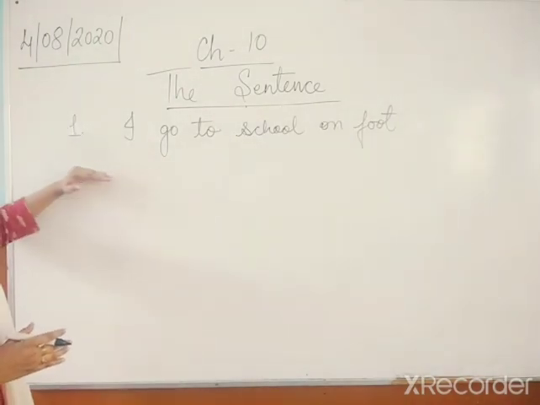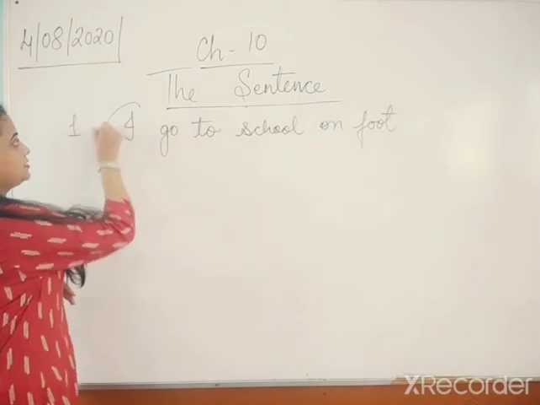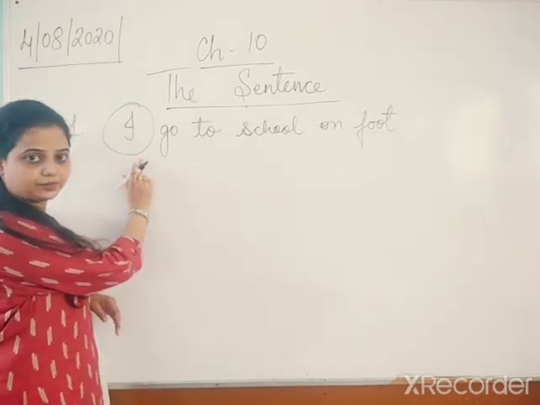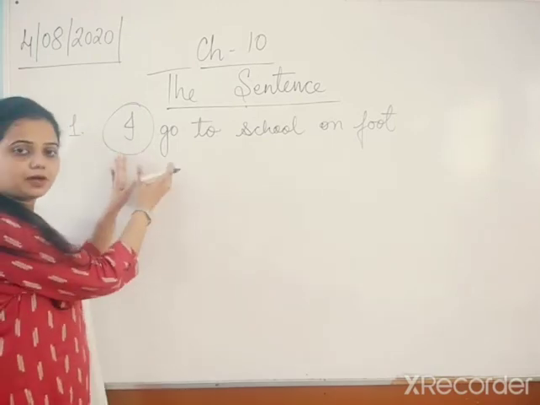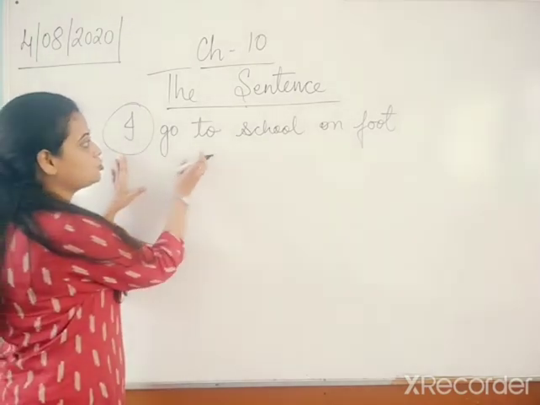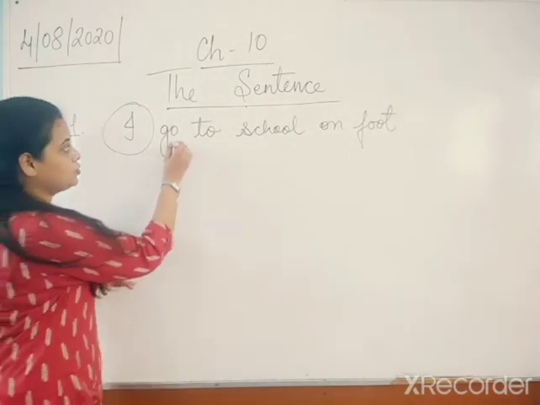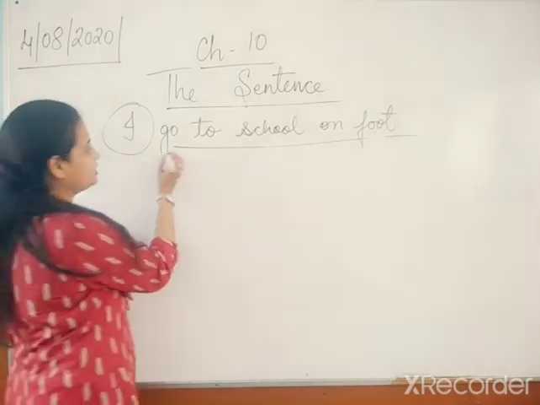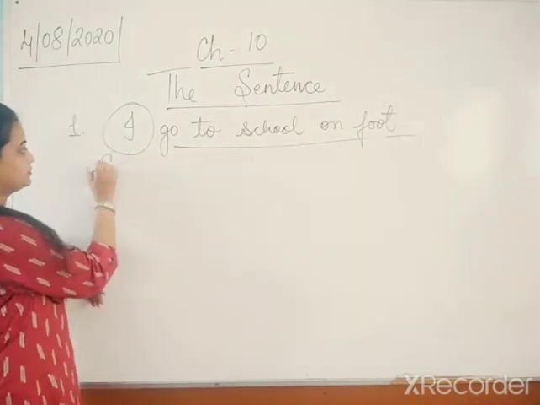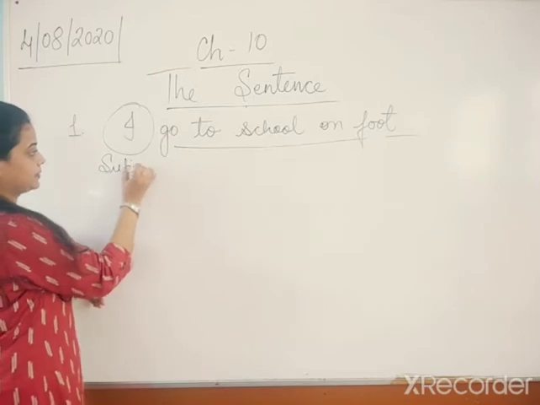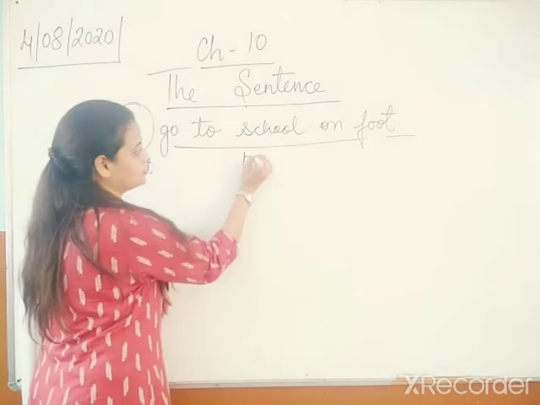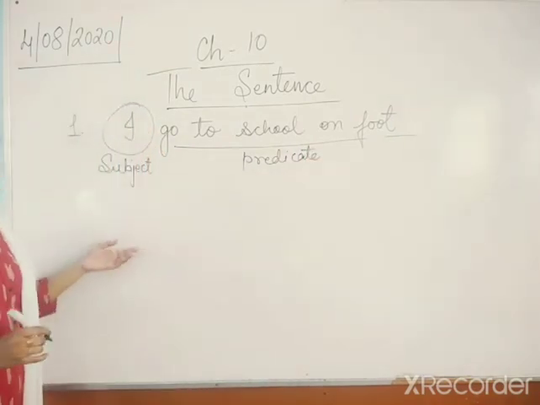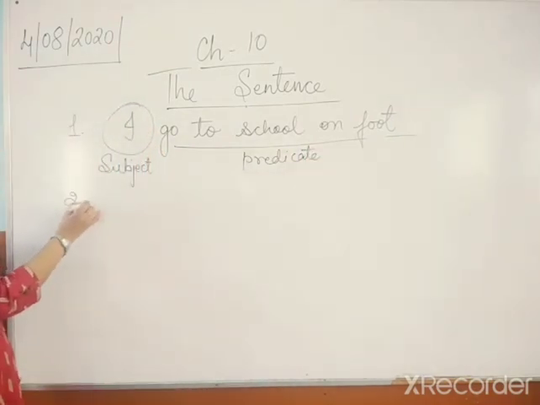So what is the subject here? The subject is I, because I is doing the action over here, right? Now what is it about this I? That I go to school on foot. Okay, so who goes to school on foot? I go to school on foot, right? So this is your subject and this is your predicate. Clear? Now, let's see one more example.